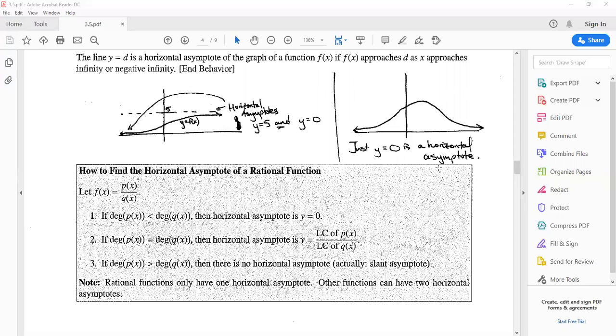If the degrees of p of x and q of x are equal, then the horizontal asymptote will be y equals the ratio of the leading coefficients. So maybe we should stop here and remind ourselves, what is all of this stuff? What is degree? What is leading coefficient? It's been a while, right?